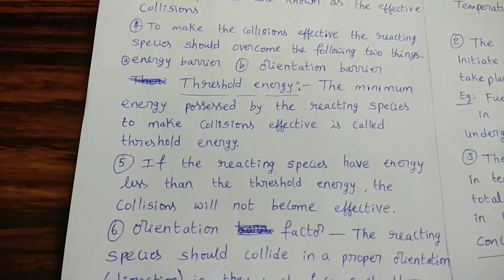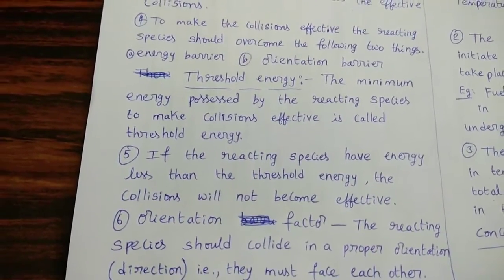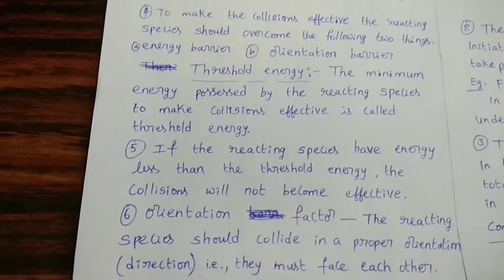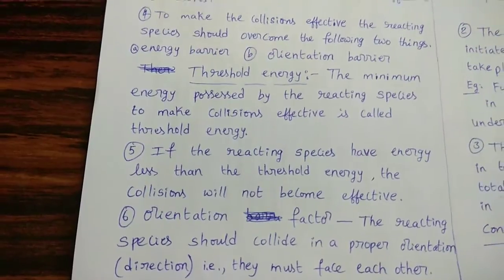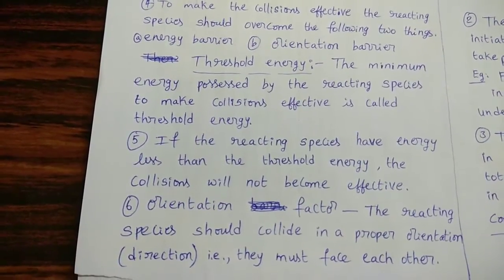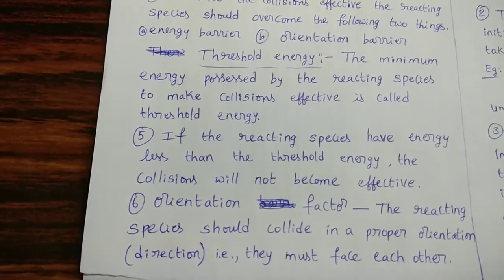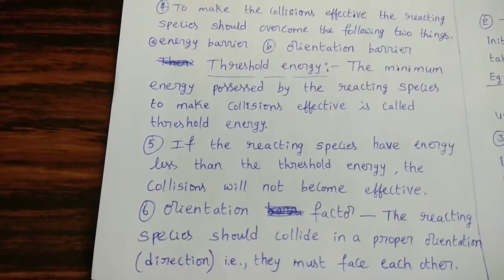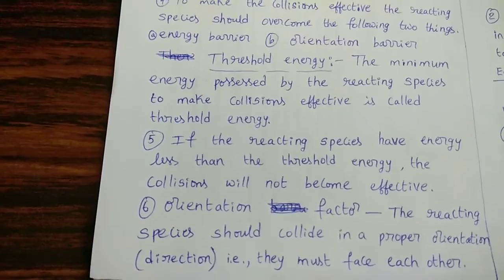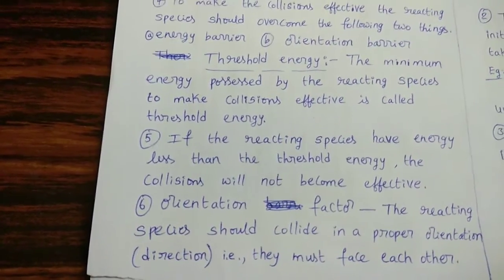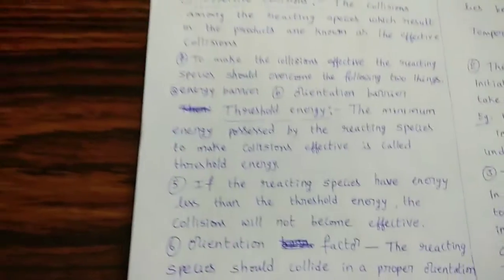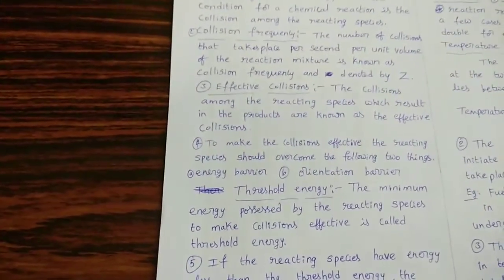Next, orientation factor means direction. How the reacting molecules should collide in a chemical reaction, that is orientation factor. So the reacting species should collide in a proper orientation, means proper direction. They must face each other in a proper direction when collision takes place between reacting molecules, then only we can get products, otherwise we cannot get products. So this is collision theory briefly.